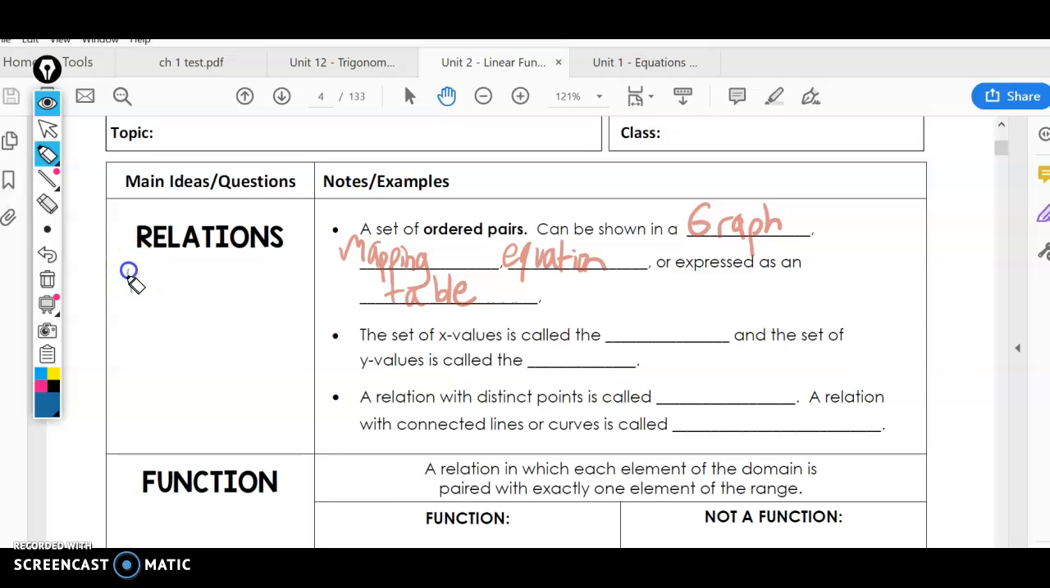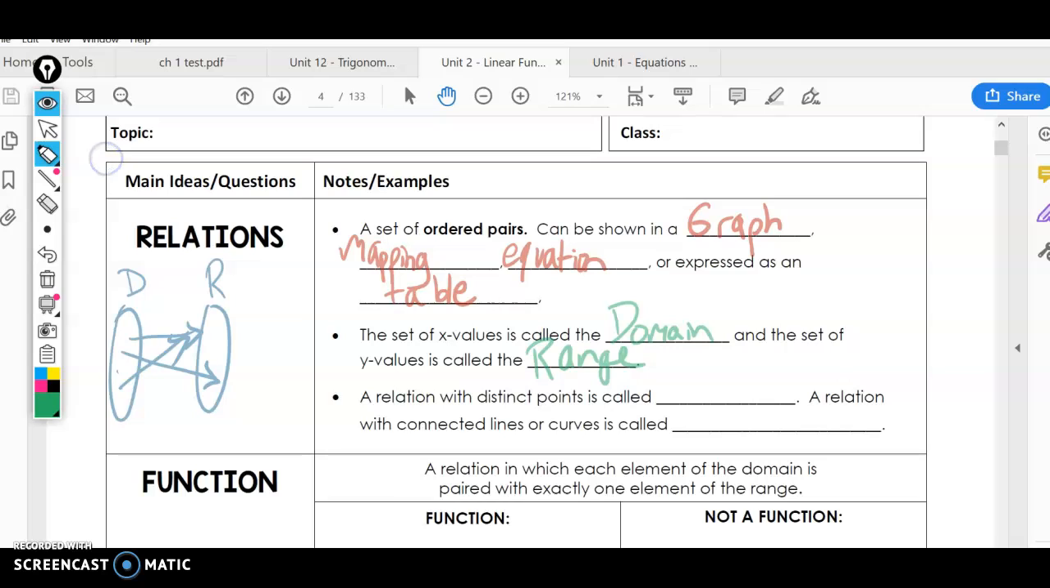A mapping is when you have the domain in a bubble and the range in a bubble, and you list them in least to greatest, and you kind of draw arrows mapping them from the input to the output. The set of x values is called the domain, as you know, and the set of y values is called the range.